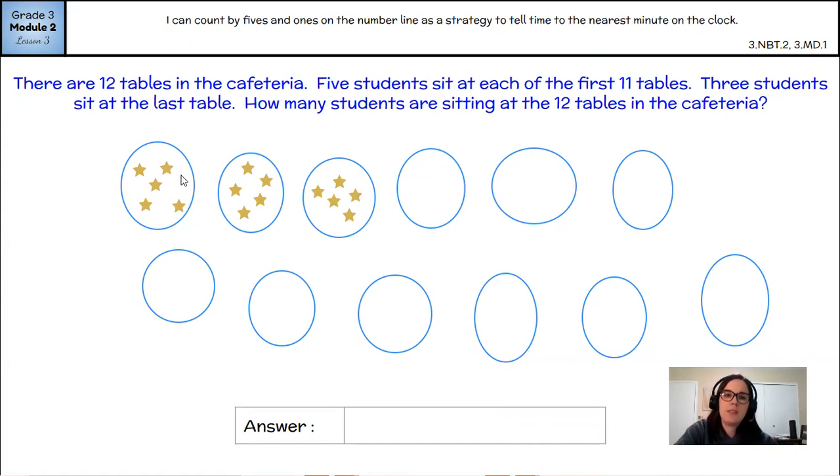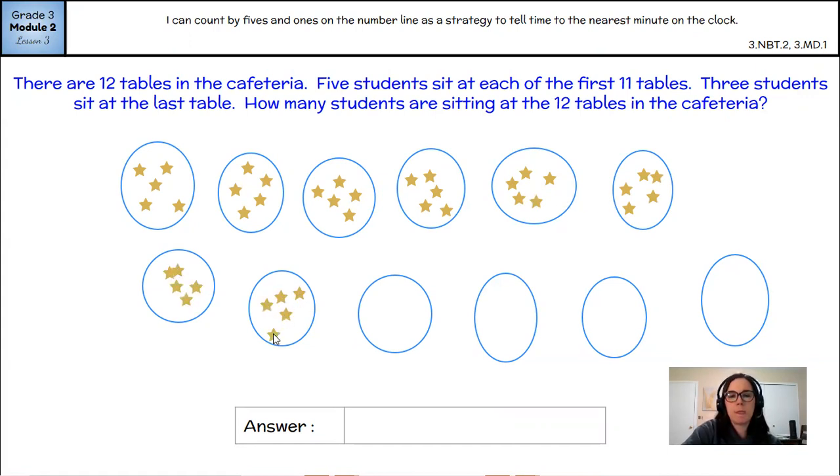Says they sit at the first 11. So we've done 3. Now I've done 6. Now I've done 9.